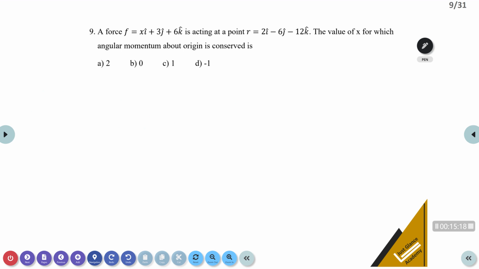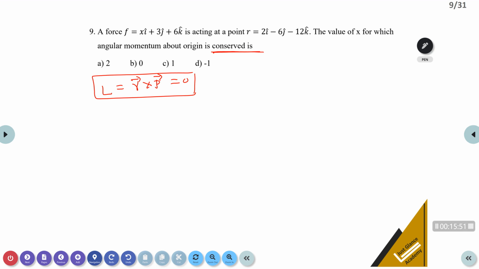Next. A force F equal to x i plus 3 j plus 6 k is acting at a point r equal to 2 i minus 6 j minus 12 k. The value of x for which angular momentum about the origin is conserved. Okay. Here L is conserved. Angular momentum is conserved.